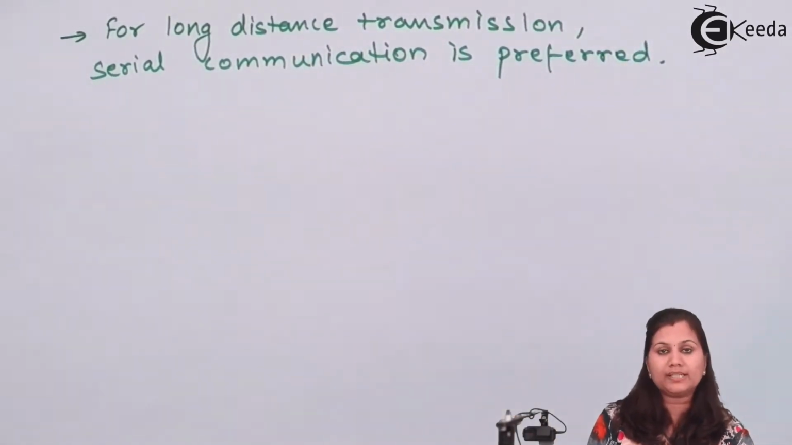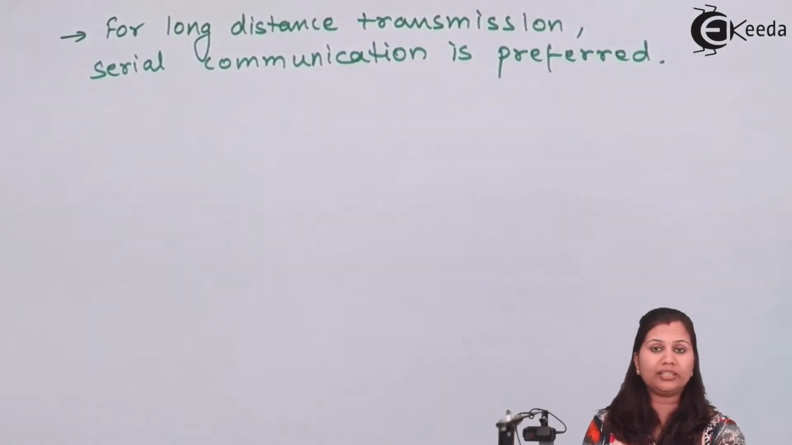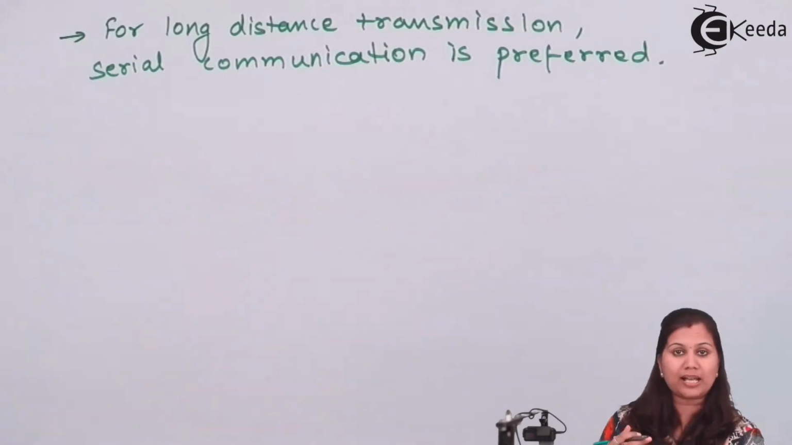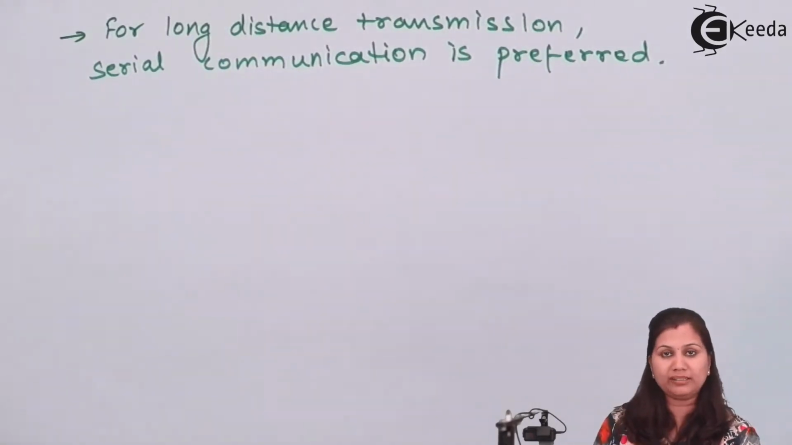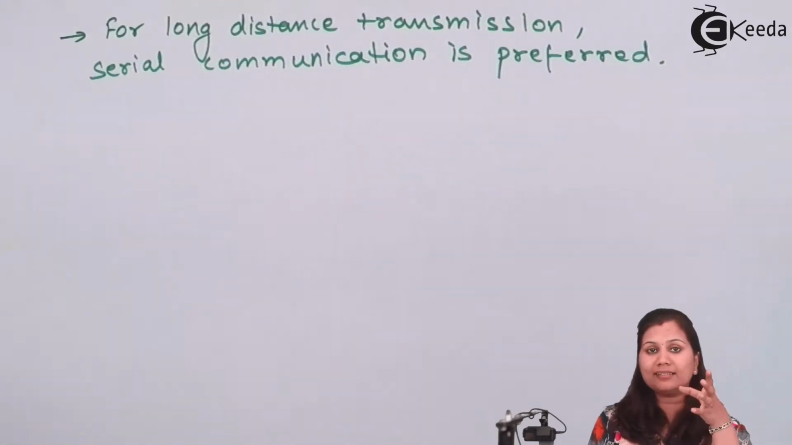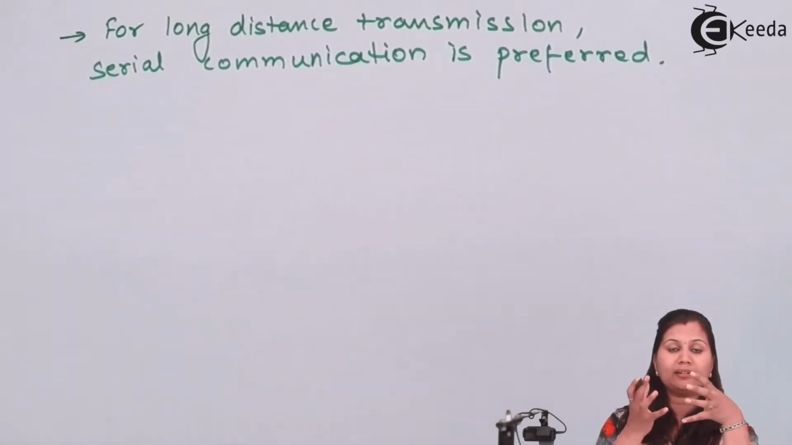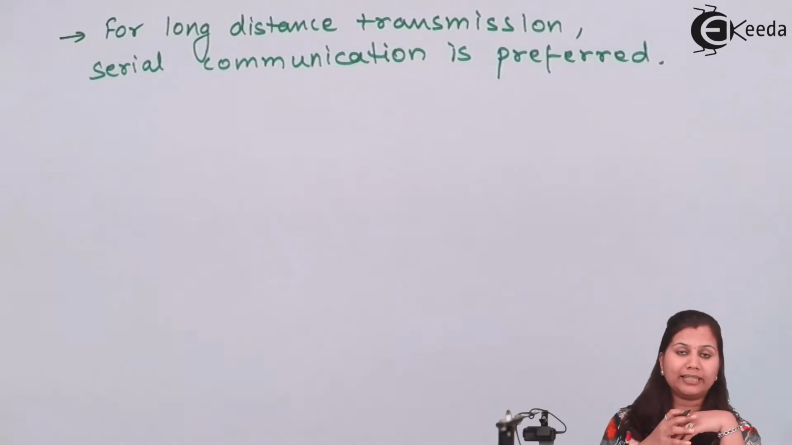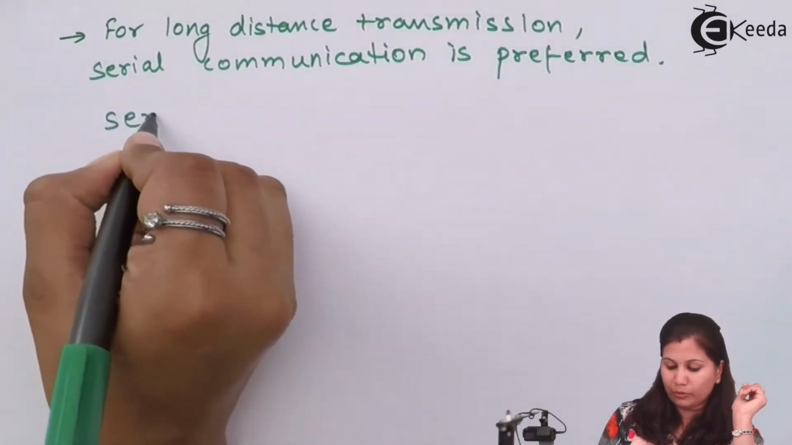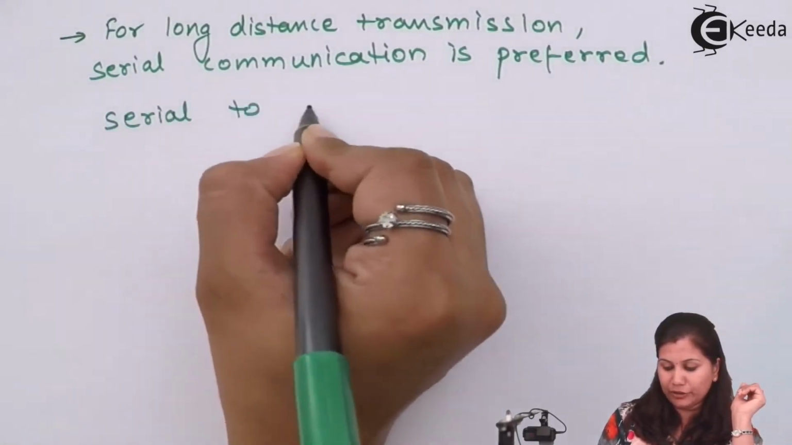Now the devices like computers and microprocessors deal with data which is parallel in form, because I have said that most of the devices are parallel in nature. So here we are transmitting the data in the form of serial data. But when that serial data is received by a device which is dealing with parallel data, that serial data has to be converted into parallel form. So here we require serial to parallel conversion.